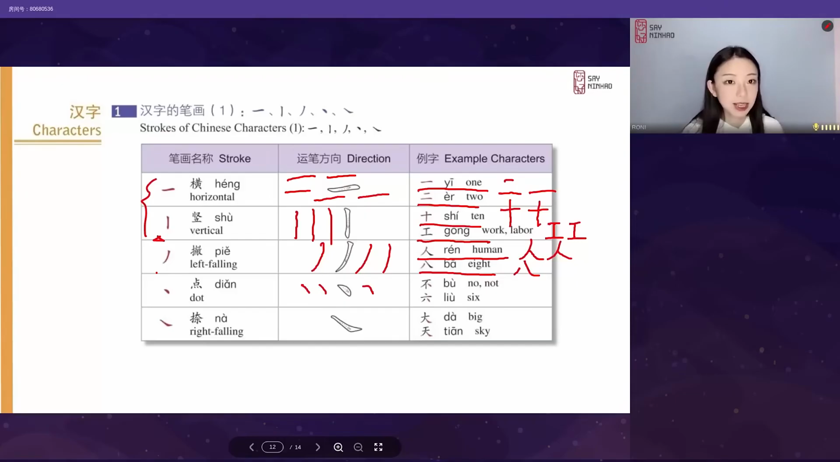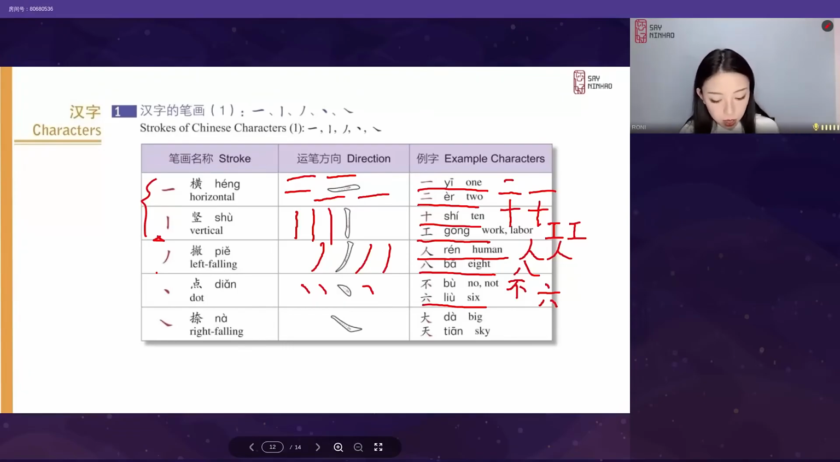Okay, now let's see the examples. First one is 不, which means no. Here it is a horizontal and then a left falling with a slant, and then a vertical and then a dot. This is 不, which means no. And the next example is 六, which means 6 in Chinese. First, we put a dot here and then a horizontal, and then 2 dots here. This is 6 in Chinese.